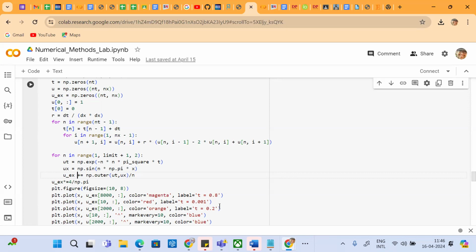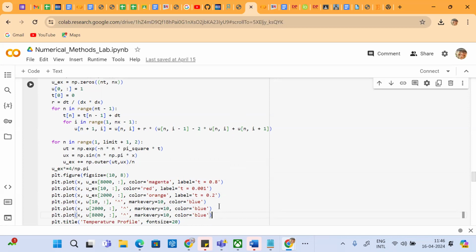Then what will we plot? We will plot the U, which is solved by the explicit scheme. Same here. I should have maintained the consistency, like 8,000, 10, 2,000, I should have maintained it in that way, but yeah.